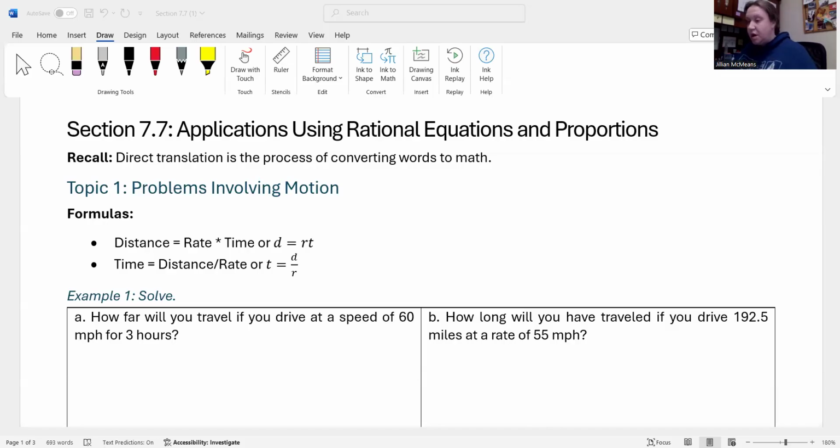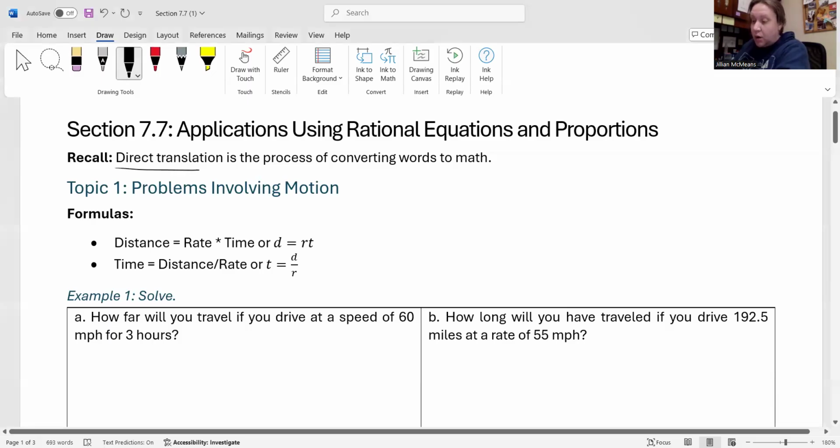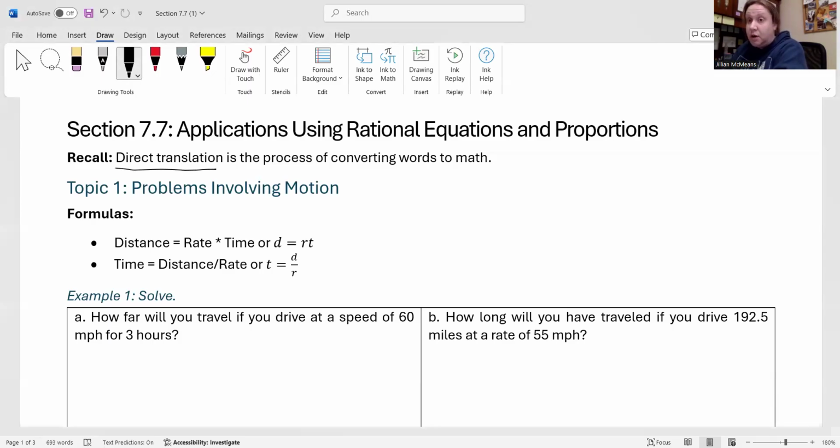For this section, we're going to talk about applications using rational equations and proportions. And just remember, in math, applications generally means word problems. And when we work with word problems, we do need to use something called direct translation. We've dealt with this quite a bit this semester. So direct translation is the process of converting words to math.